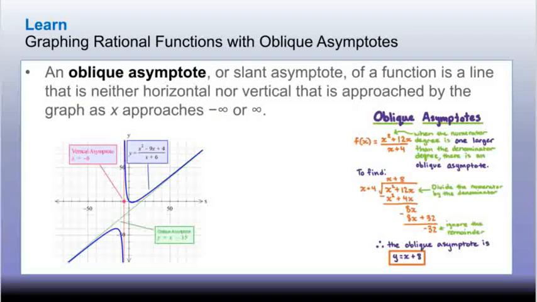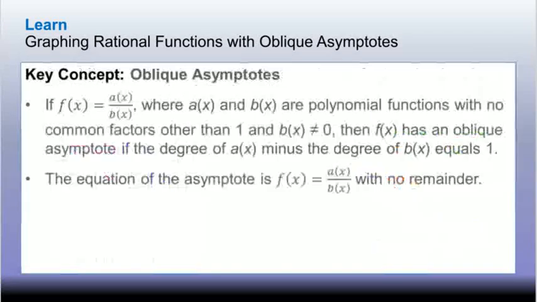Next part is graphing rational functions with oblique asymptotes. An oblique asymptote, or a slant asymptote, of a function is a line that is neither horizontal nor vertical and is approached by the graph as x approaches positive and negative infinity. So you can see we have our horizontal asymptote. That is actually going to be a line. So how do we know if you have a horizontal or oblique asymptote?